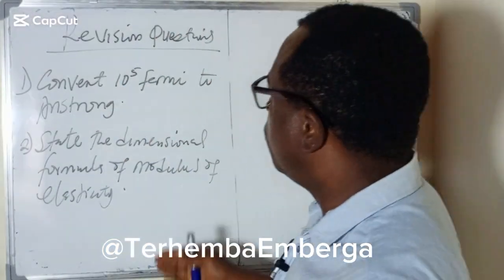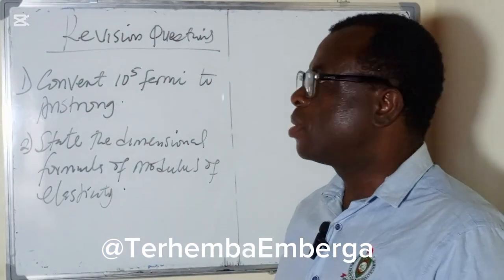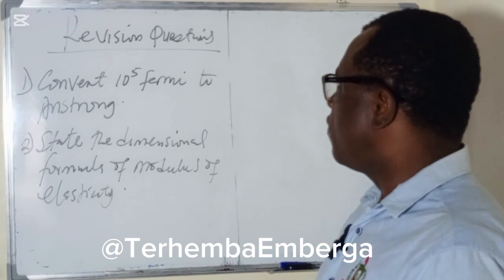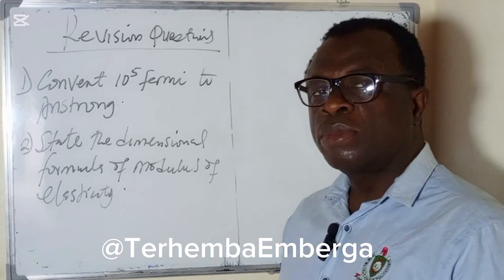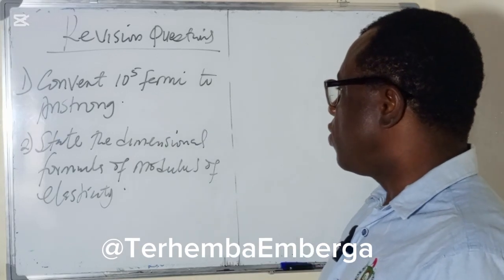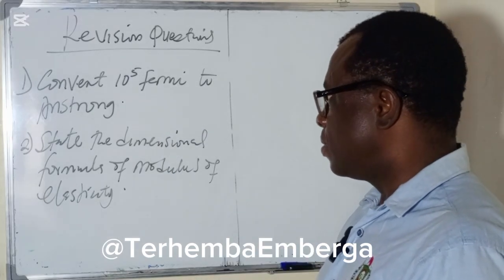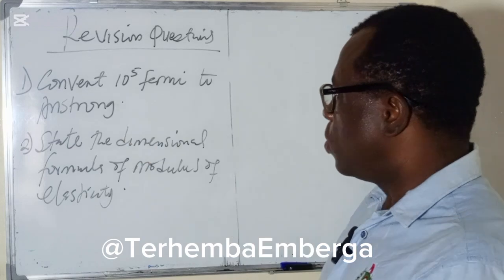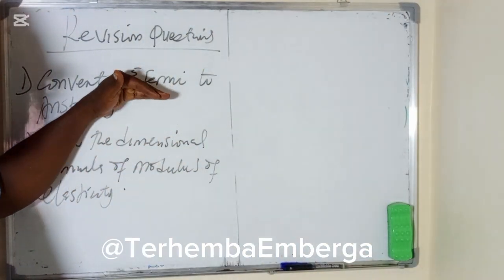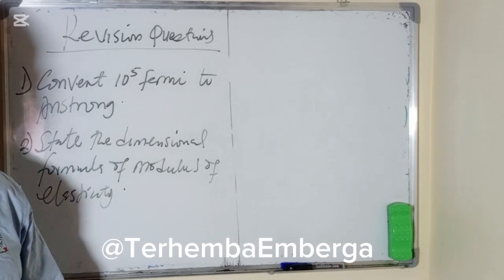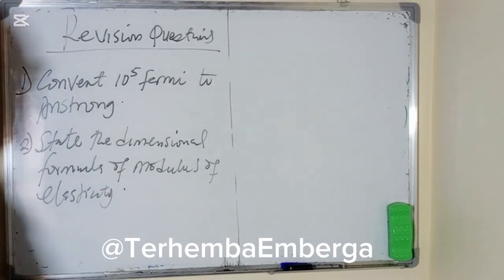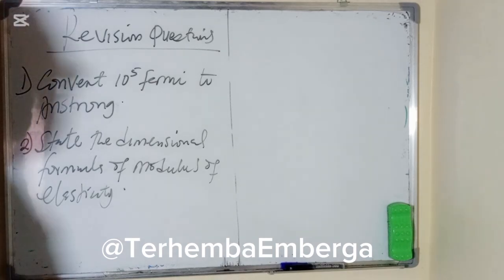Want to look at these brief revision questions. 1. Convert 10 raised to the power 5 Fermi to Armstrong. 2. State the dimensional formula of modulus of elasticity. So, if you want to convert from one unit to another, you need to know the relationship. So, we're going to be fast and smart about it.